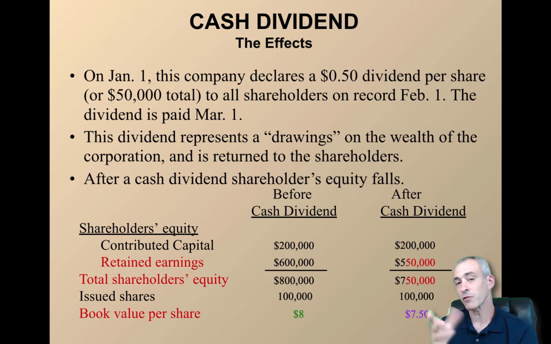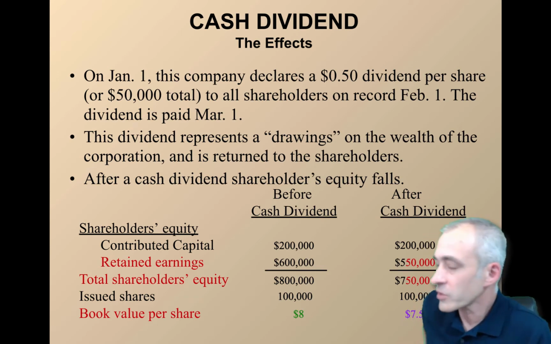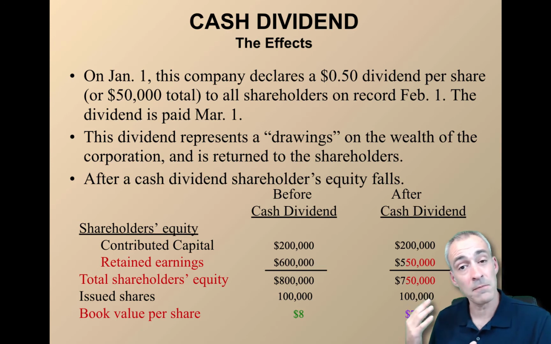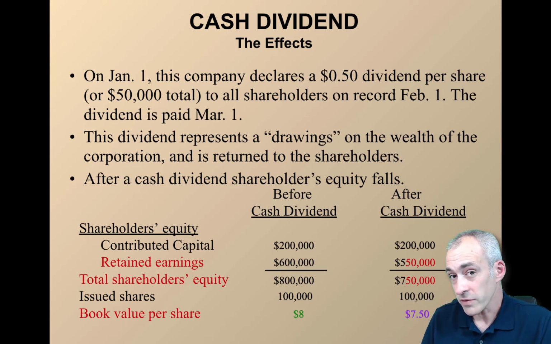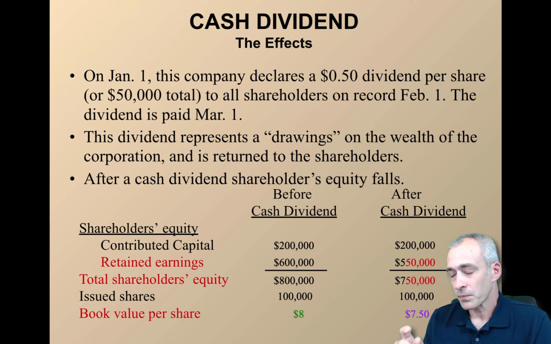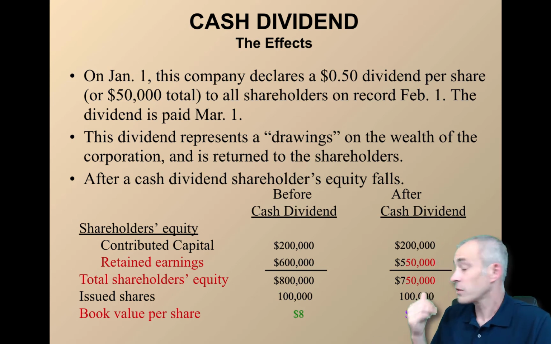So these dates matter for accounting, for bookkeeping. As you can see, the contributed capital, from issuing all shares, all the excess plus the par value, is 200,000 before the cash dividend. After the cash dividend, you'll notice it's still 200,000 because you can't pay a dividend out of that wealth. Next, retained earnings is 600,000. After you pay your $50,000 dividend, you're down to 550.